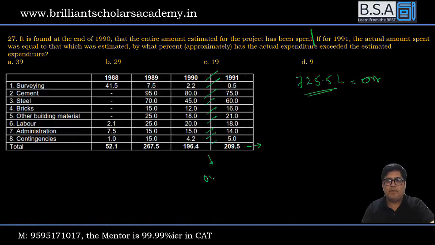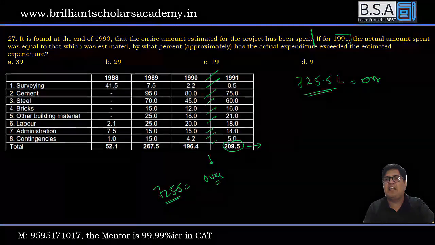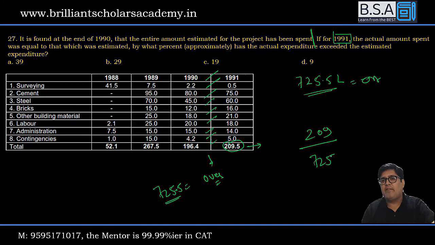Up to this point, this amount was already spent. Now the question is, if they have to actually spend 209.5 lakhs. See, the actual amount spent was equal to which was estimated for 1991. The estimated was 209.5 and it was actually spent. सच में इतना खर्चा करना पड़ा. So what is the increase in the estimated cost? So increase is 209. Now my question is, will this increase be on 725 or will this increase be on 725 plus 209? What is the increase in the estimated cost?